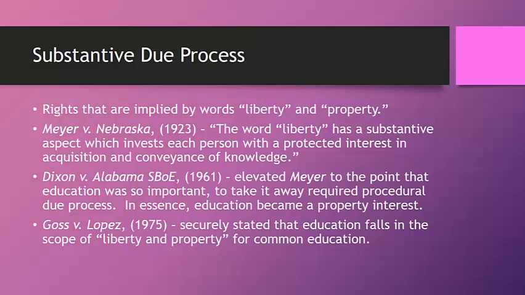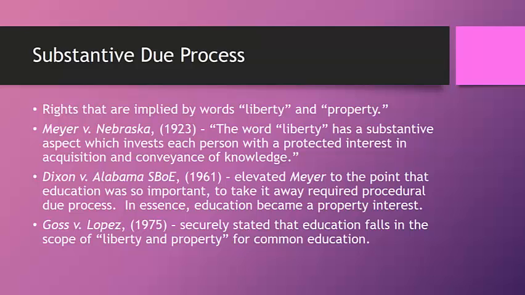In the Dixon case, what the court did, and you can see this is 38 years, almost 40 years later, is elevate Meyer to the point that education was so important that to take it away required procedural due process. And in essence, education became a property interest. And then Goss, 15 years later or so, securely stated that education falls in the scope of liberty and property for common education.